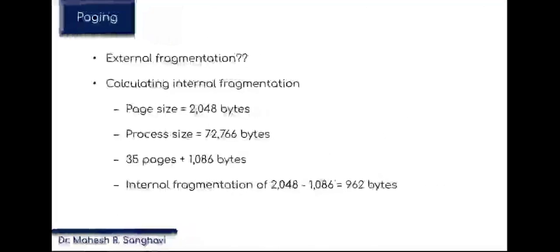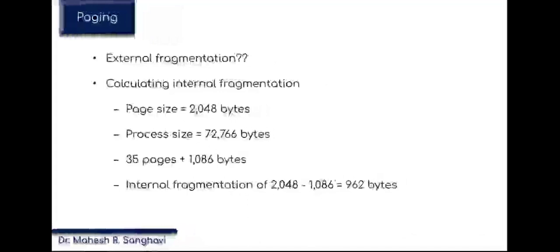Now paging, if you observe, is there any problem with it? We know that there are basically two types of problem: internal fragmentation and external fragmentation. Is external fragmentation possible with paging? Answer is no, it cannot be possible. Reason is very simple. Your memory itself is divided into fixed page size, so there is no question of that. But yes, there is the problem of internal fragmentation. Let's see how.